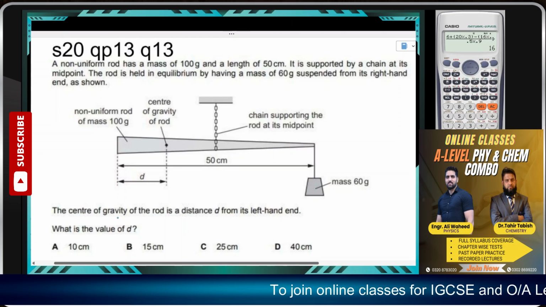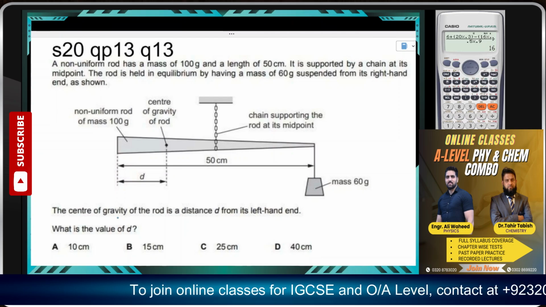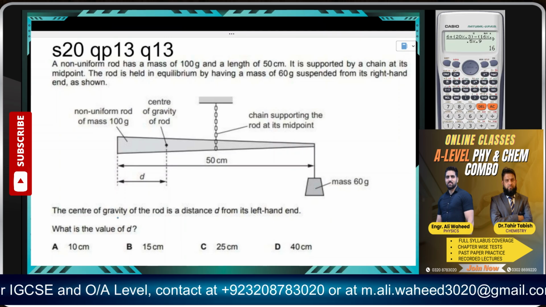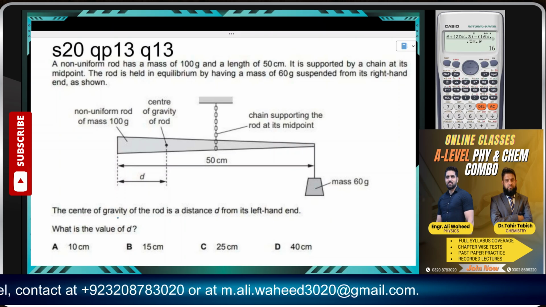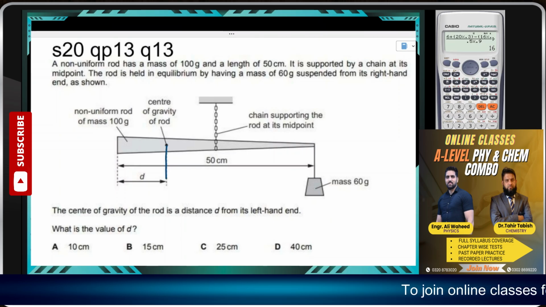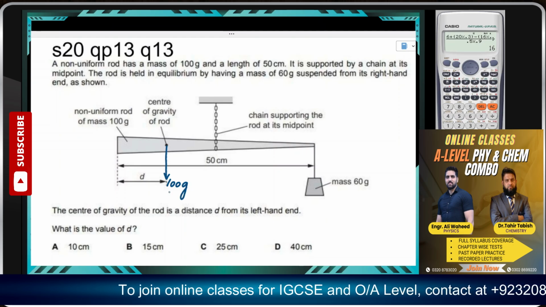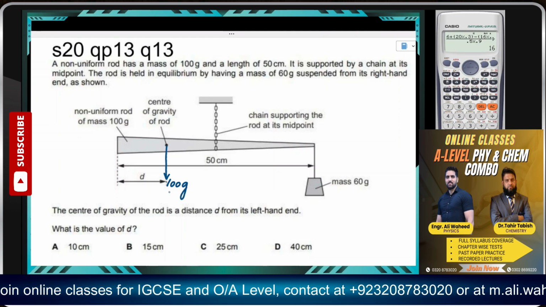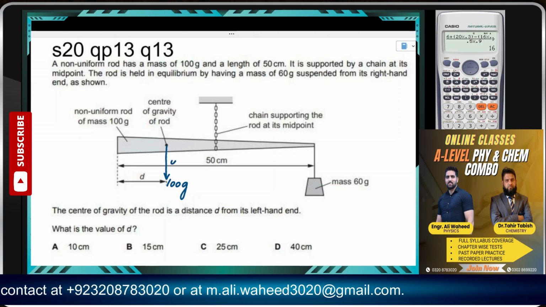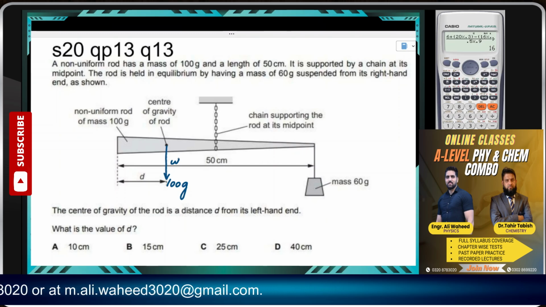So let's check out this one. A non-uniform rod, which is also apparent from the diagram, the center of gravity should be more towards the left side because there's more mass concentrated on the left side. So the mass of the rod is 100 grams. I can draw it over here. Mass is 100 grams. The arrow is not for the mass, by the way. Mass is a scalar quantity. So the arrow is not for the mass. Arrow is generally for the weight of the rod itself.